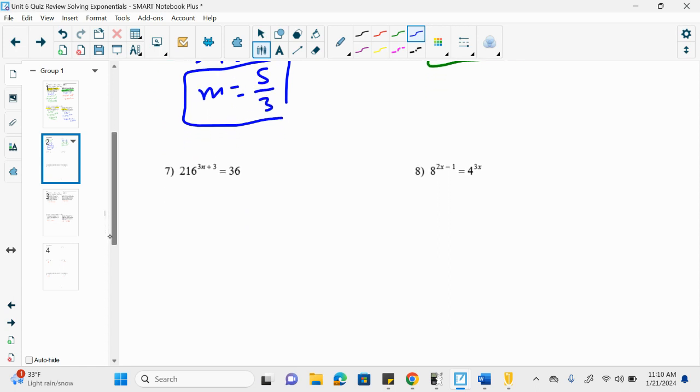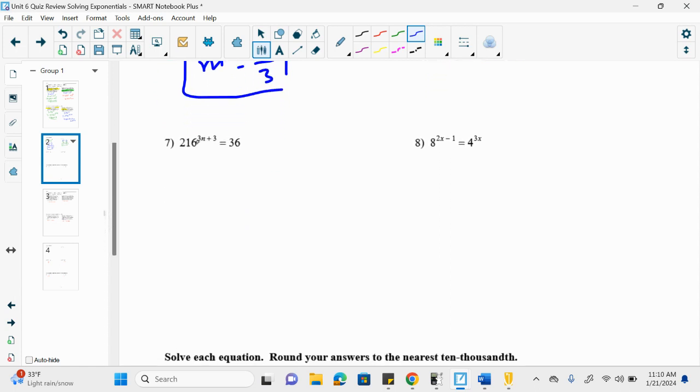Let's look at 7. Different bases. Unfortunately, it's not as simple as just saying make 216 be a base of 36, right? Written as a power, because 36 squared is significantly larger than 216. But if we know our powers, these could each be rewritten as the base 6, okay? Because 216 is 6 to the third power.